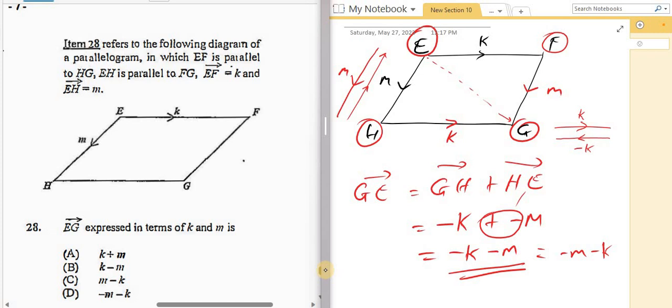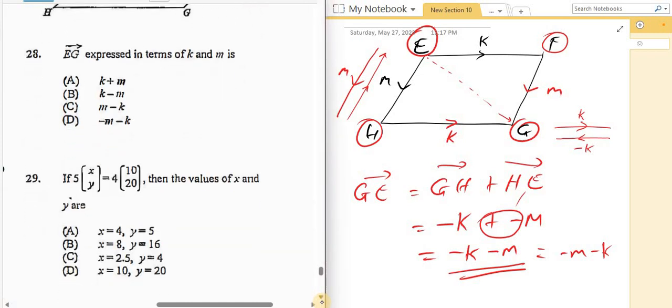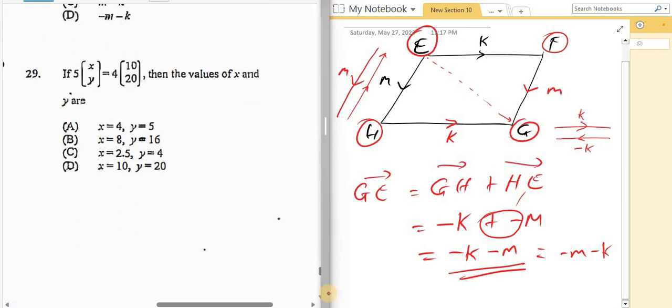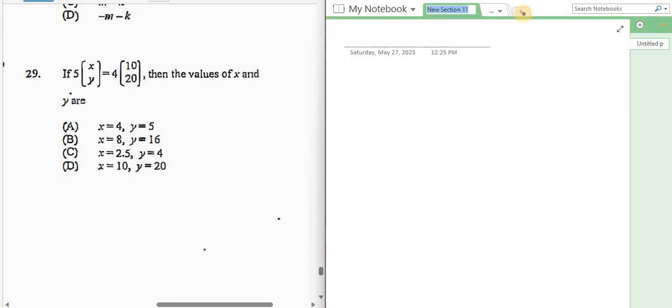The answer is really a. But we're just saying, what if they'd ask us for the opposite, which is ge? You know what they could ask you? They could say something like, if mh is equal to, look at this guys, k minus m. What is h to m? What would your answer be? If vector mh is k minus m, what is vector hm?